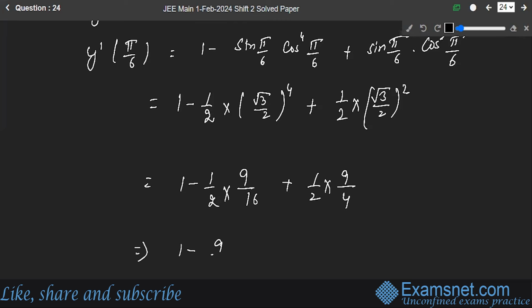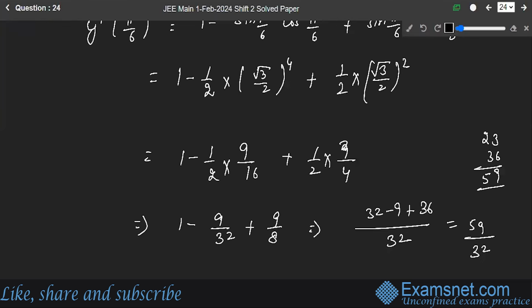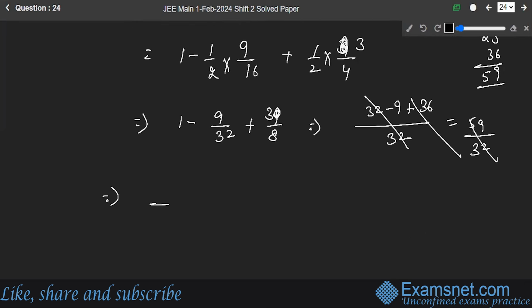This is equal to 1 minus 9 upon 32 plus 9 upon 8, or 32 LCM, 32 minus 9 plus 36. This will give me, let's subtract this. This will be 23 and 36, so 59 upon 32. Here is a change, root of 3 square will give me 3, not 9. So here it is supposed to be 3, and I will redo this step. This is equal to 32 minus this plus 12, or this will be equal to 35 upon 32.